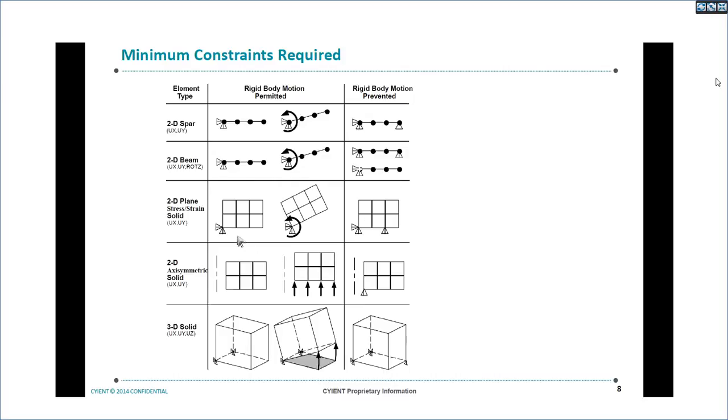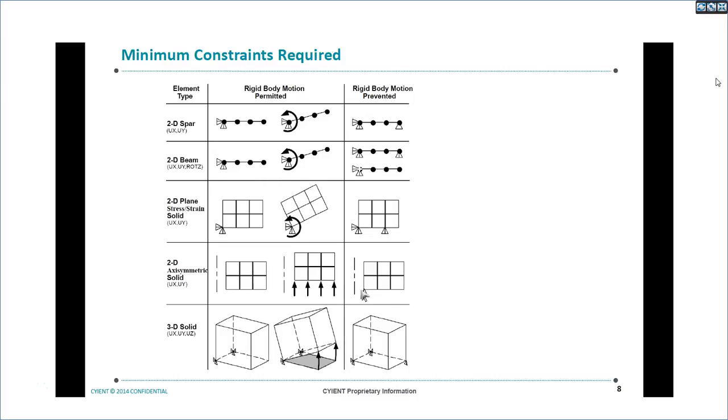Coming to 2D models, it is similar to the 2D spar. If you constrain at one location and try to solve it, it won't solve. There will be rigid body motion along this direction. It can rotate. This rotation can be prevented if you arrest at this point. And coming to 2D axisymmetric, if you don't give any boundary conditions, it will definitely have rigid body motion along this direction.